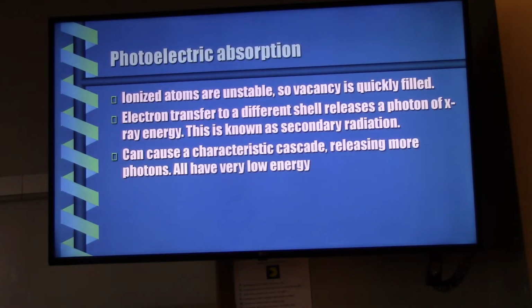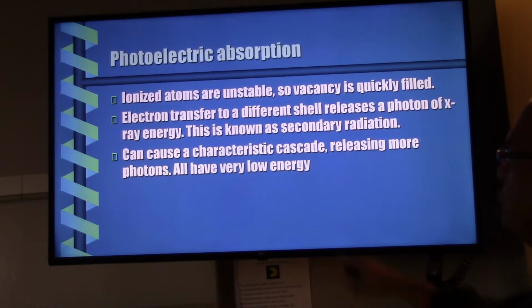Okay, now, ionized atoms are unstable. Vacancies are quickly filled. This is going to become important later on. When electrons are transferred to a different energy shell, they will release a photon of X-ray energy. This is secondary radiation. It comes from inside the patient. It's similar to, but technically different than scatter radiation. And don't worry about this characteristic cascade thing for today. We're just going to skip over that.